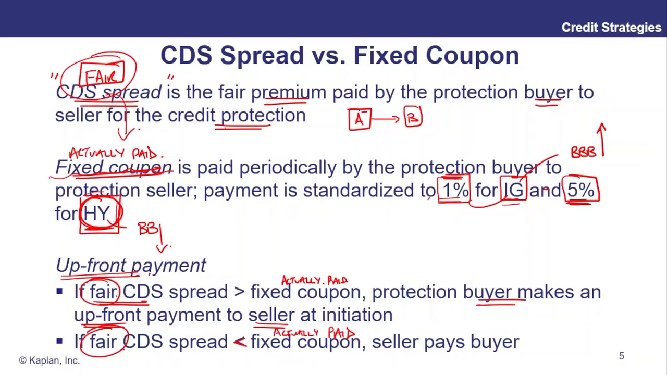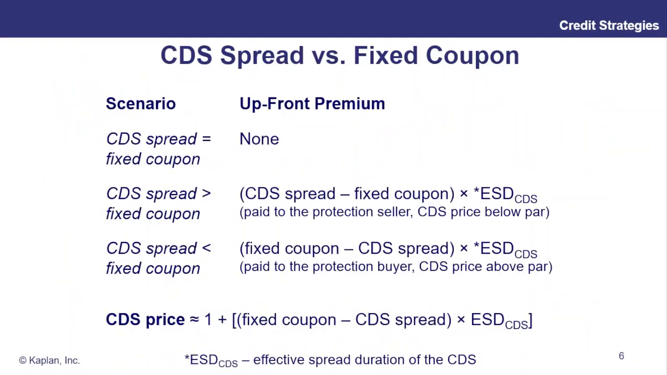So what is this upfront payment in calculation terms? How do we actually calculate this upfront payment? Well, if you think about what this difference is representing, how much the spread is different to the fixed coupon, you're really looking at a change in spread, aren't you? If we multiply up this change in spread by the spread duration of the CDS contract, then we can estimate the price impact of this difference in spread. And so that's what we're doing here.